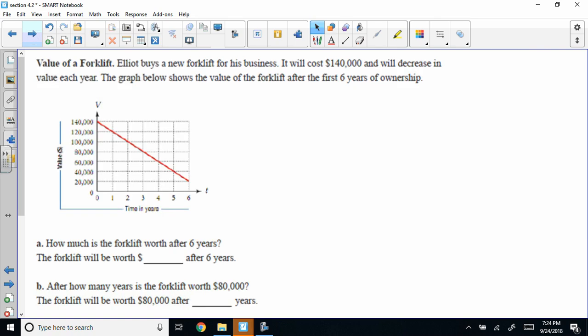The value of a forklift. Elliot buys a new forklift for his business. It will cost $140,000 and will decrease in value each year. The graph below shows the value of the forklift after the first 6 years of ownership. How much is the forklift worth after 6 years?